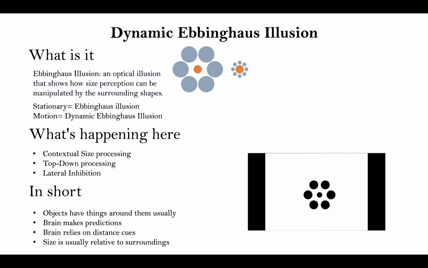Third, the brain relies on distance cues. It uses these cues to understand the world and how far away things are. And lastly, size is normally relative to surroundings. Like I said earlier, our brains use objects that are around another object to find its size. And yeah, that is the Ebbinghaus illusion.